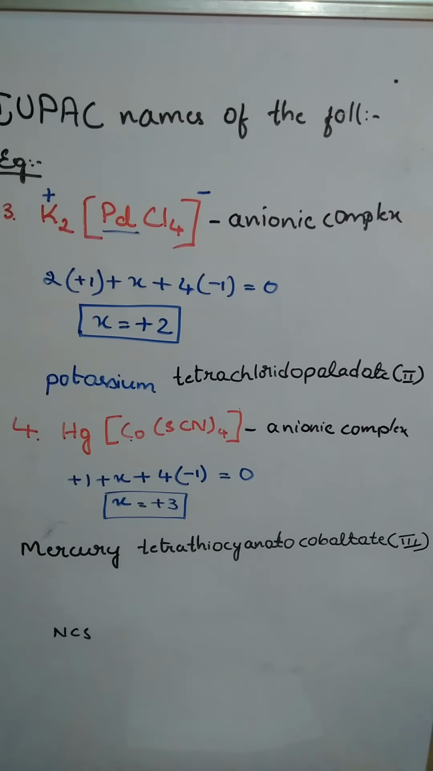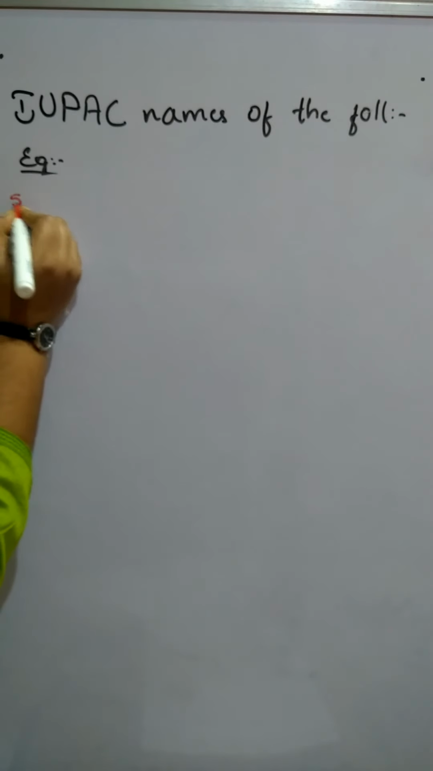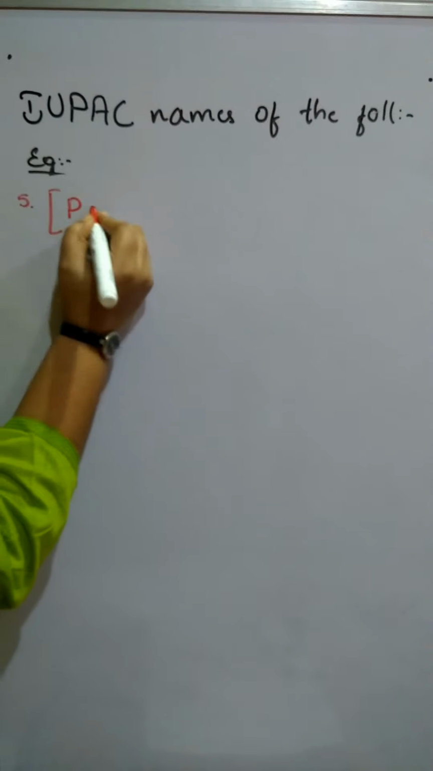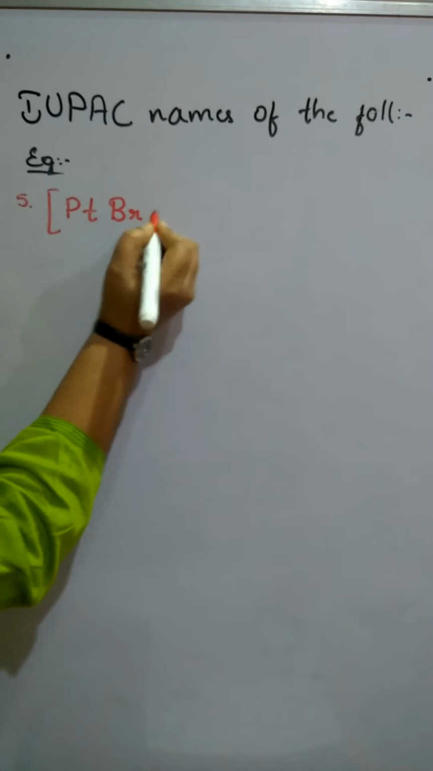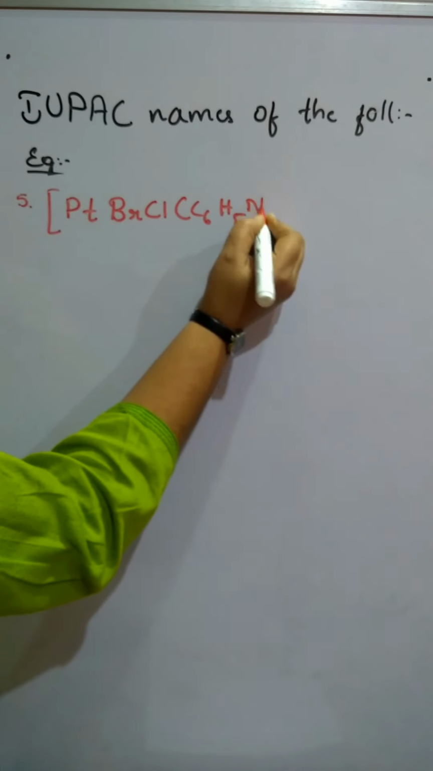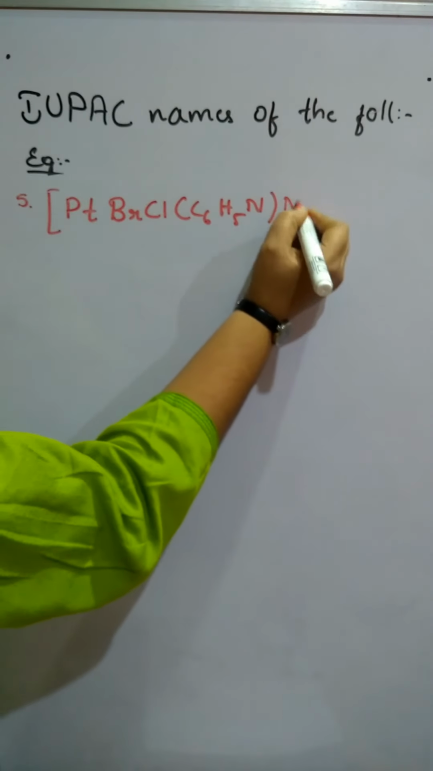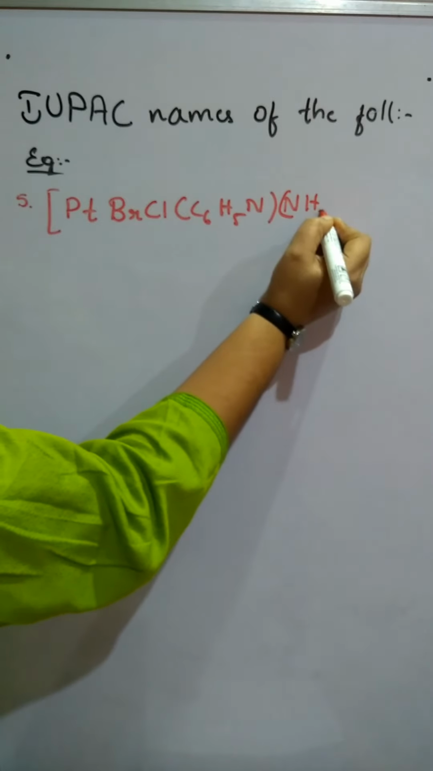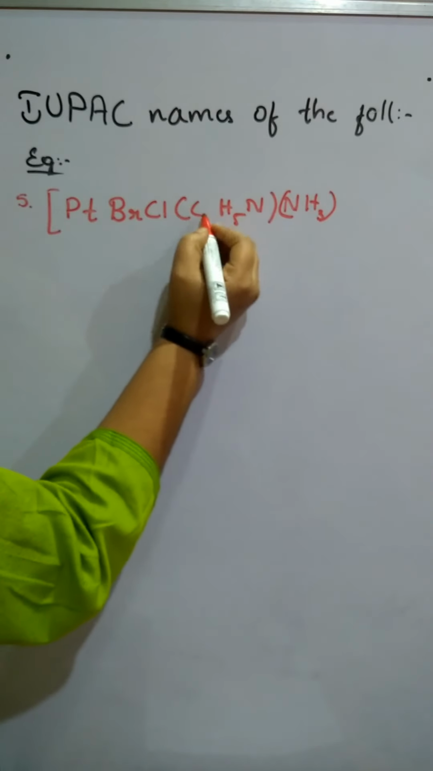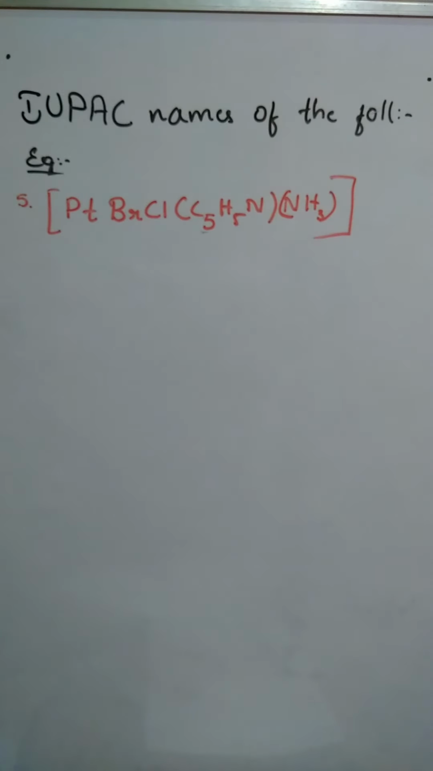Next one. H5N, and it is NH3 again. NH3. So we'll try to name this one. We don't have any counter ions there.